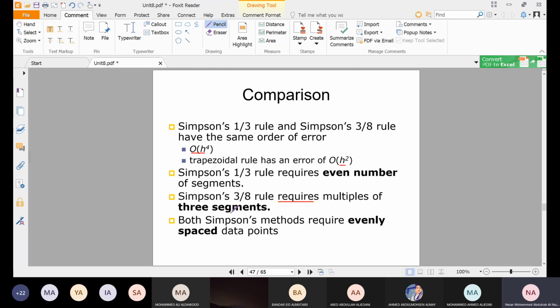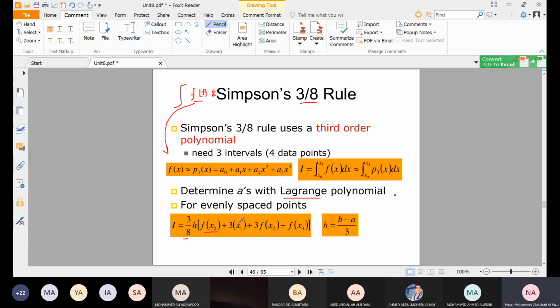So both Simpson methods require evenly spaced data points. Okay, so this is the comparison, and this is the form for Simpson third order, and this is how you can compute h. Here we have h equal b minus a over 3.